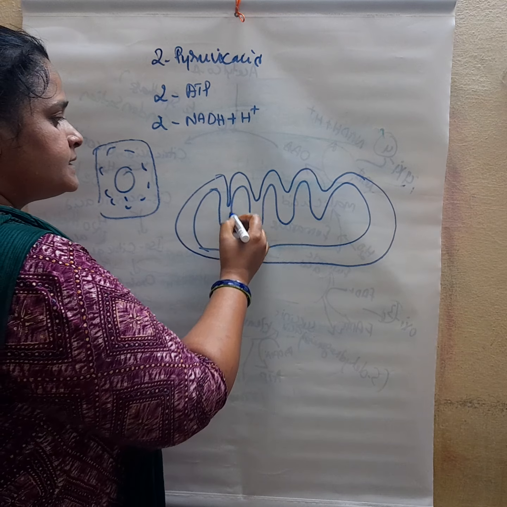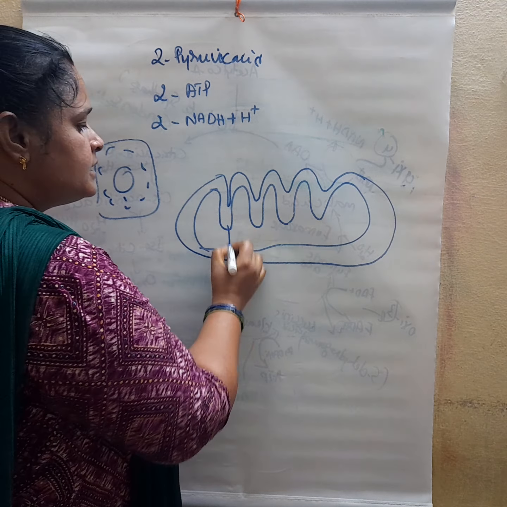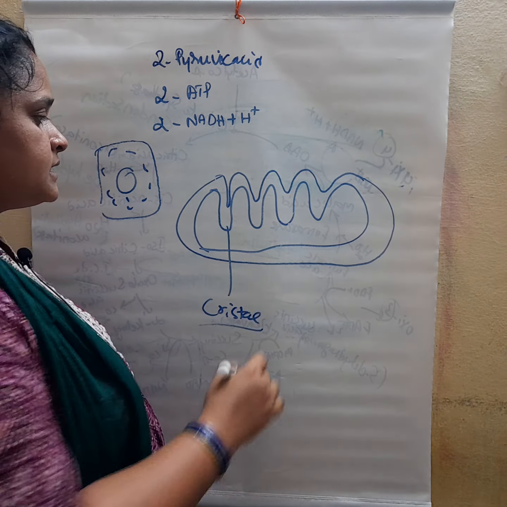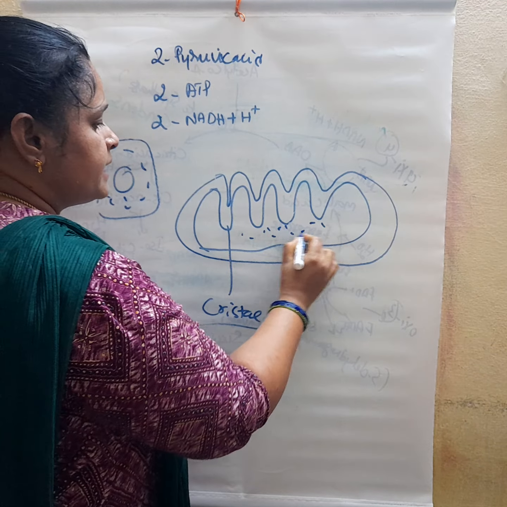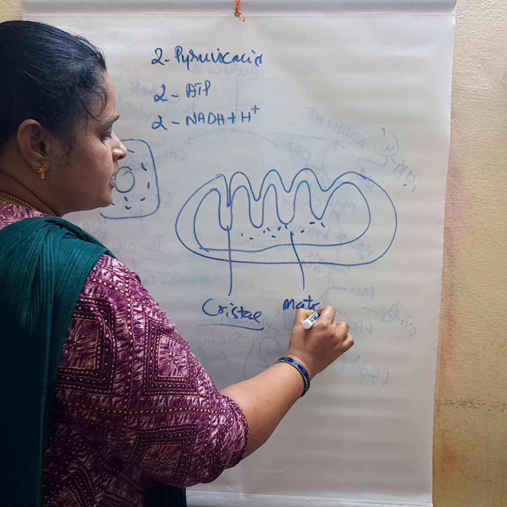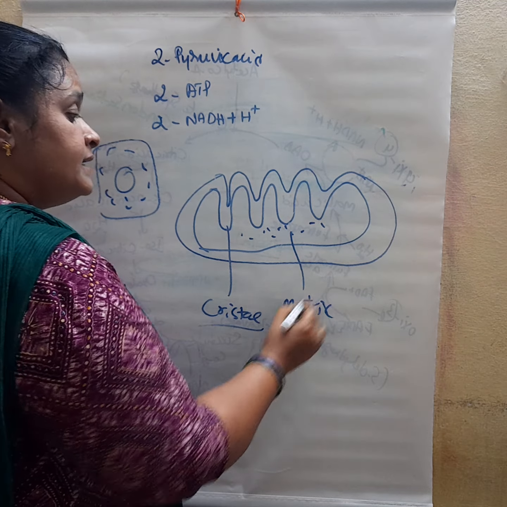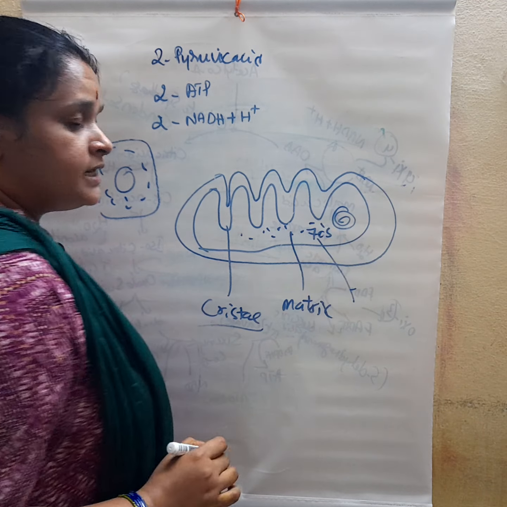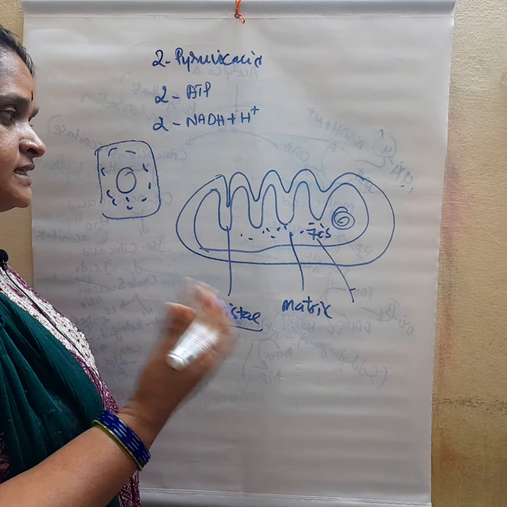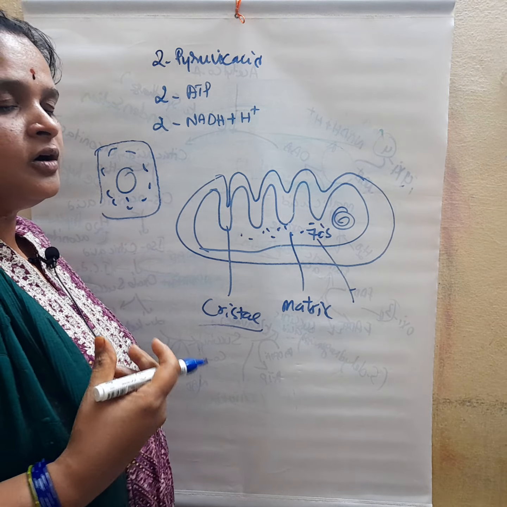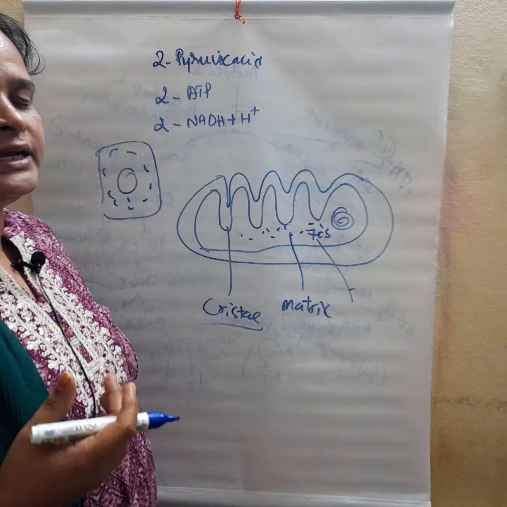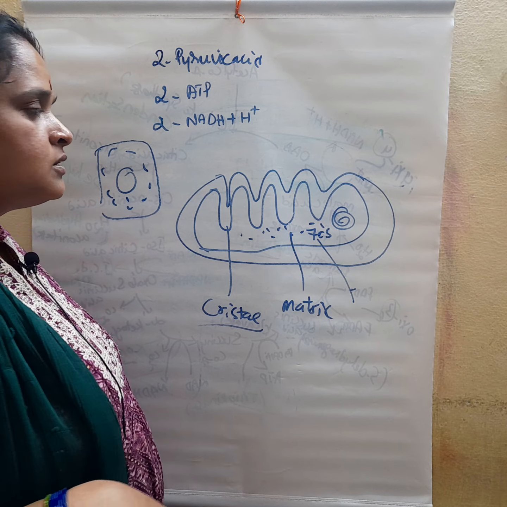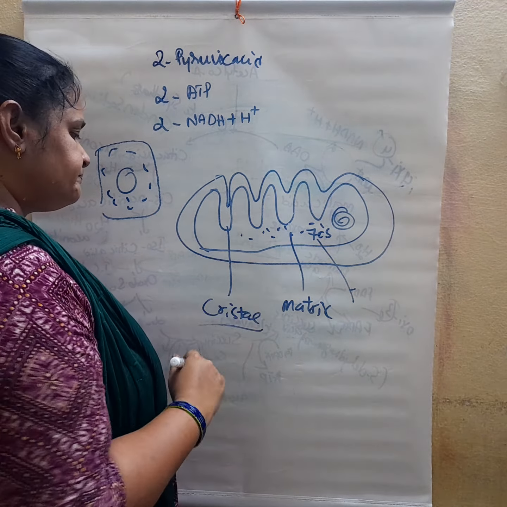The inner membrane is infolded. These infoldings are called cristae, and this is called the matrix. Apart from that, it also has 70S type ribosomes and circular double-stranded DNA. As it has both ribosomes and DNA, it is also called a semi-autonomous organelle.